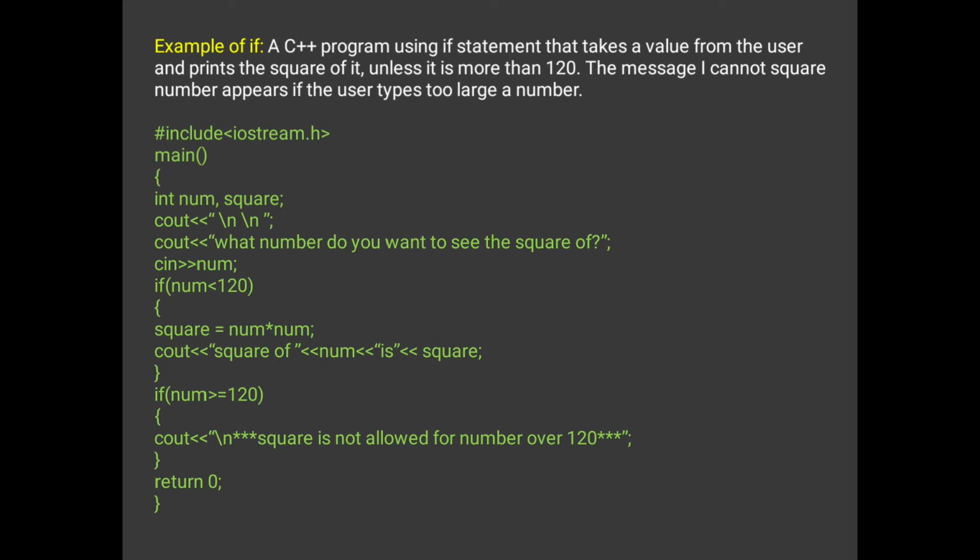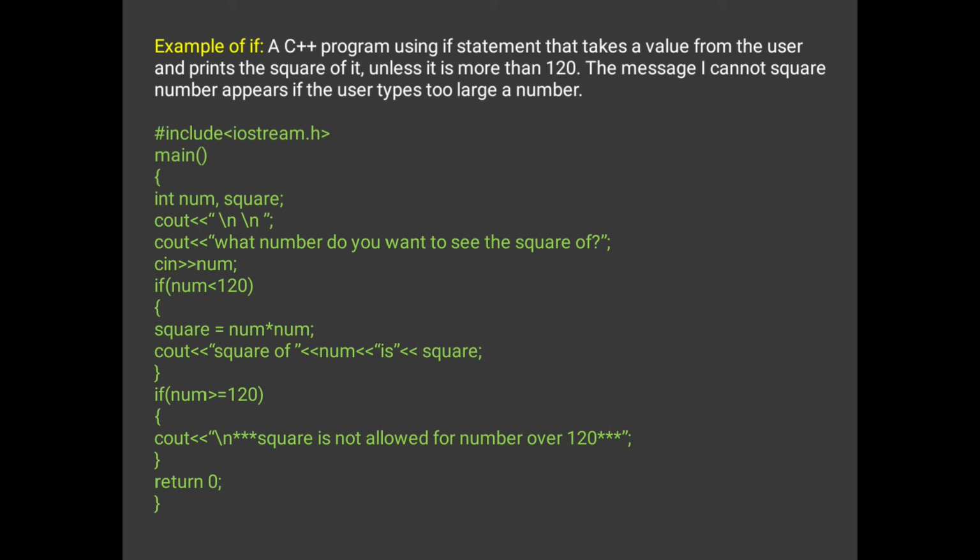However, if the first relational expression is false, that is num is not less than 120, suppose num is equal to 120 or greater than 120, then it will not execute the formula square equal to num into num. It will move on to the second if construct, that is if num is greater than or equal to 120, and display through cout, square is not allowed for number over 120.